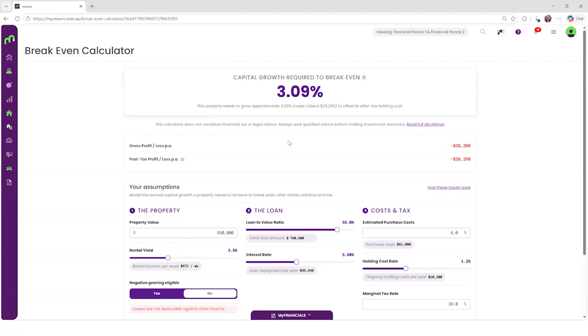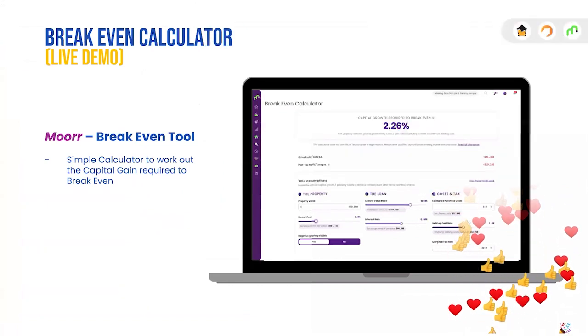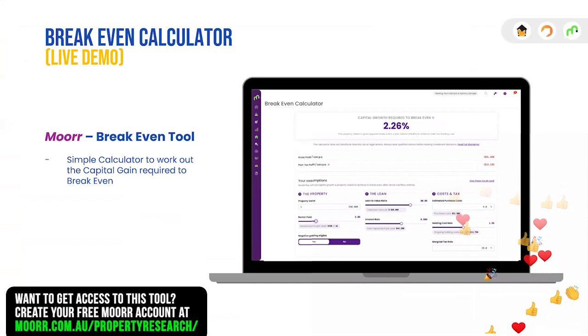And who likes the new break-even calculator? For those who, it's obviously brand new. Thank you for the nice little show of hands there, everyone. That's pretty cool. Thanks very much. Yeah, so you can check that out later tonight. If you haven't already created your Moorr account, I would recommend you do so. But thank you for the love that I'm getting there as well, everyone.